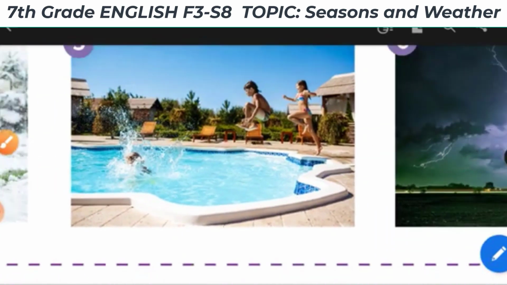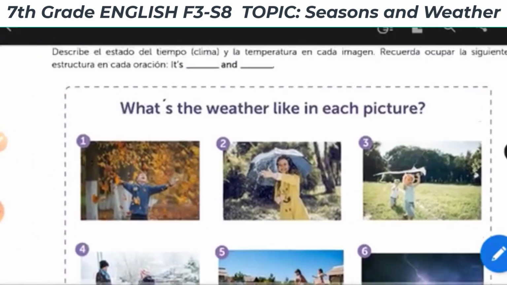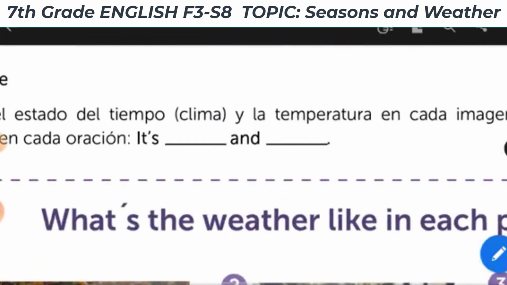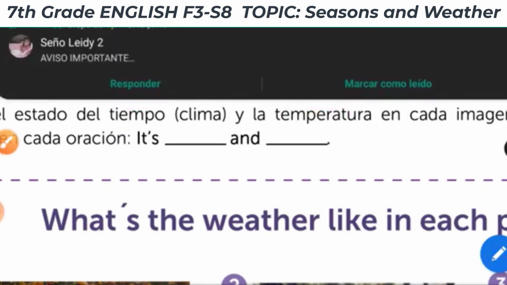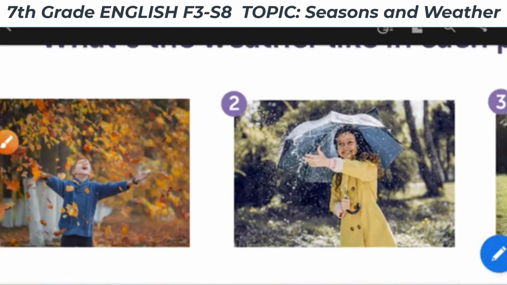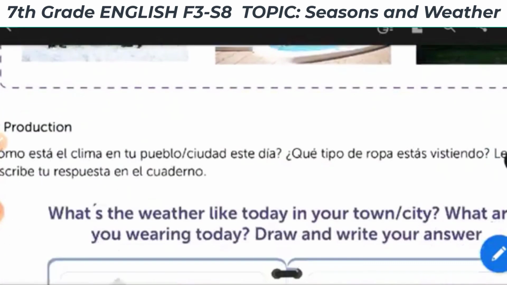So you have to describe using the same structure, usando la misma estructura. You have to describe cada picture utilizando this structure in English, just as the example that I've shown you, okay? Así como el ejemplo que les he mostrado.